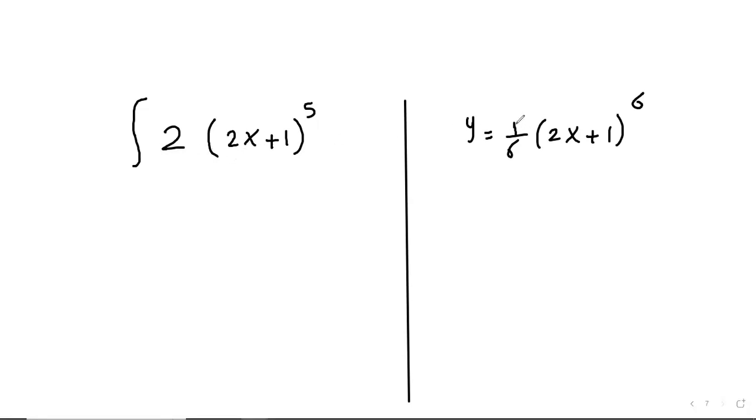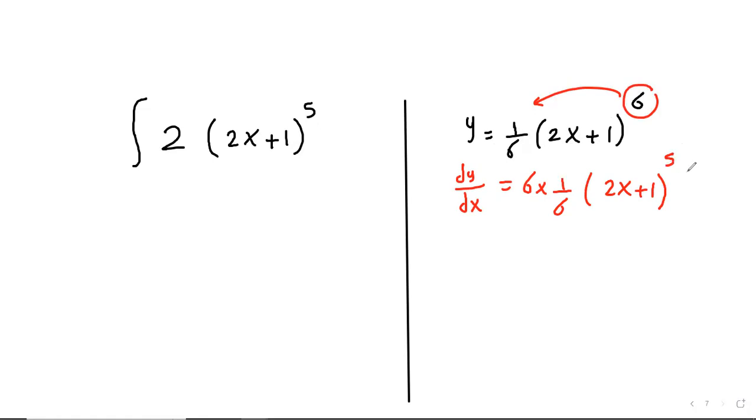Before doing the integration here, I want to find the differentiation of this function. So if y equals 1/6 multiplied by 2x plus 1 all raised to the power of 6, so dy over dx, multiply the power by this number here. So 6 multiplied by 1 over 6 multiplied by 2x plus 1, the chain rule, to the power of 5. Then multiply by the differentiation of the brackets. It will be 2. Cancel 6 and 6, so we'll end up with dy over dx is equal to 2 multiplied by 2x plus 1 to the power of 5.